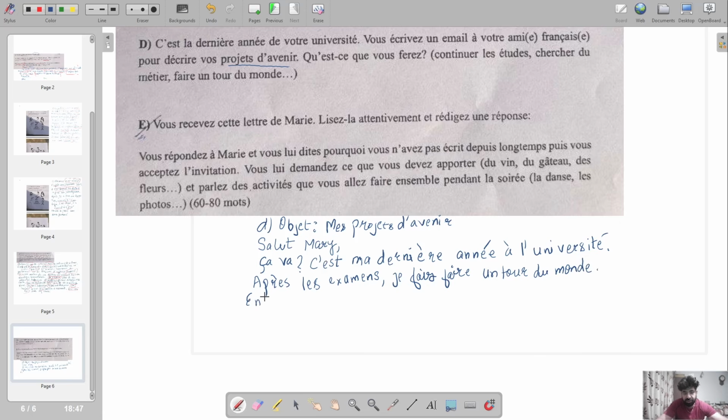Anyway, then I'll say "ensuite", which I told you earlier when we were writing the answer. That means "then". "Je vais". So I'll write "vais" instead of "fais". I will write "je vais chercher".